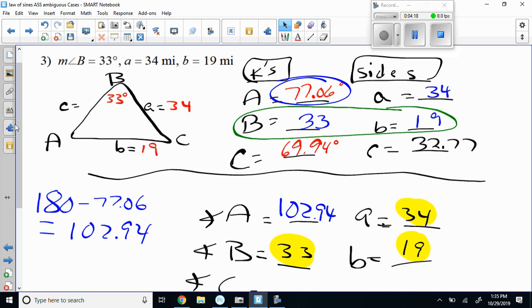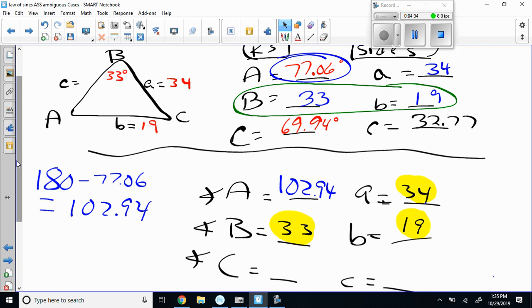How do we determine if we have another? Well, we have to find the supplement of the first angle that we find, which in this case was angle A, because they gave us side A's information, right? So over here to the side, we said 180 minus 77.06, and we got 102.94. Would y'all agree with that?